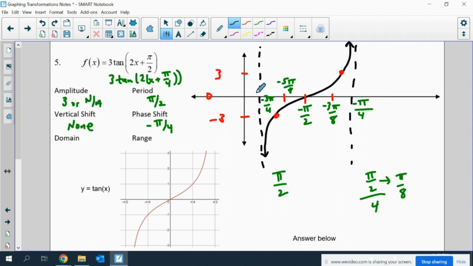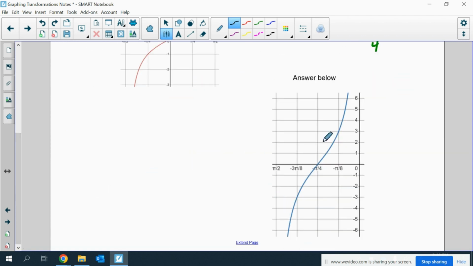That'll help me with my domain, because again, my issues appear to be happening every, from 3 pi over 4 to pi over 4 appears to be a length of pi over 2. So x is not every pi over 2 times some integer. And then I have to figure out how far to the left or right I can go. So minus 3 pi over 4 or minus pi over 4 or whatever. Then the range here is negative infinity to infinity, because there are no y value restrictions. And that's kind of what my graph looks like.